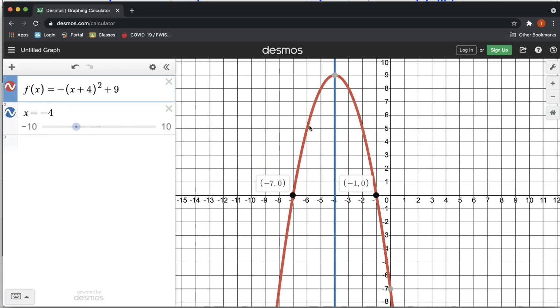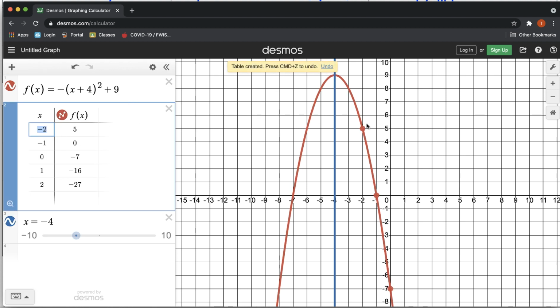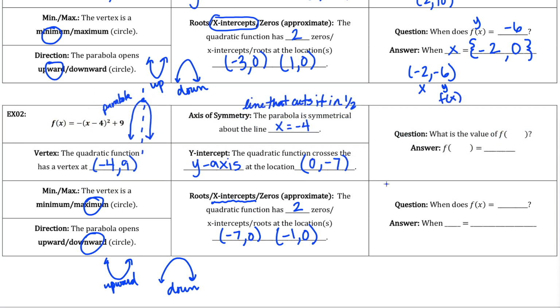So I'm going to, well, it might make it easier if I do this. Remember, I click the cog, and then I make a table. Okay, we can see with these are nice. So I want to do 1, negative 16. So what is the value of f of 1? Remember, that's our x. f of 1 is negative 16.